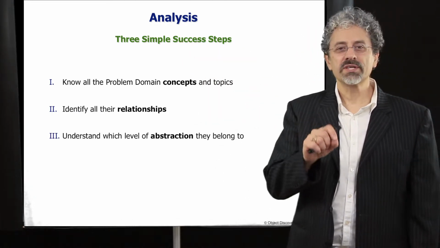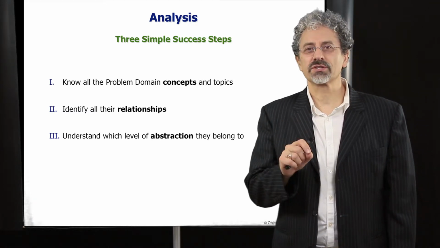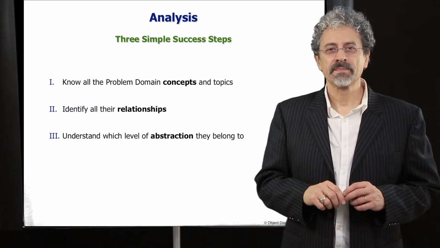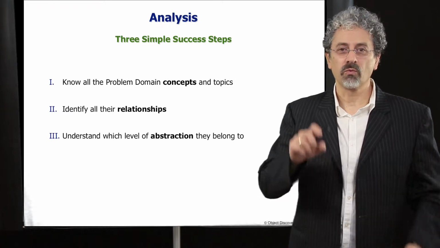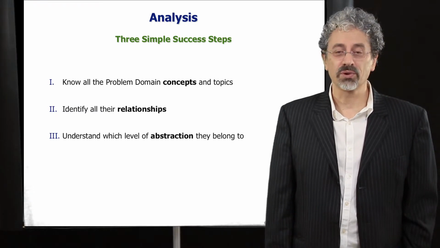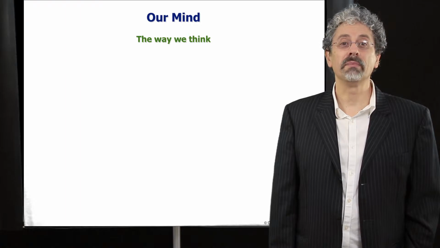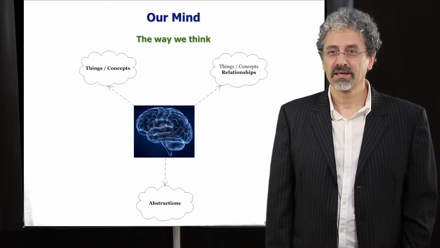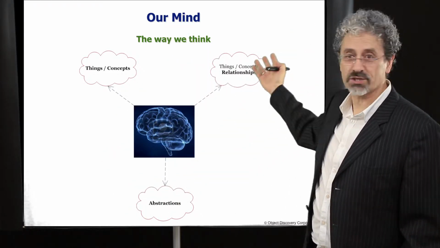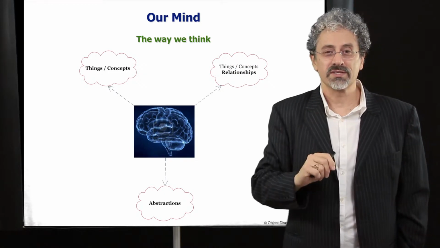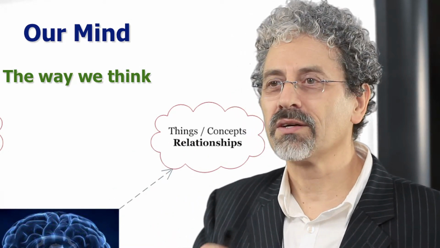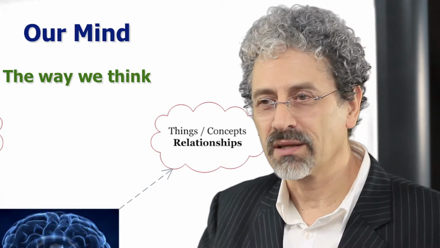Thirdly, understand which level of abstraction each of those concepts belong to. This is a little bit more interesting. But those are the 3 steps, and you could be wondering, why do I need to focus on the concept, relationships, and the abstraction for one very simple yet powerful reason, which is our mind, the way we think. The way we think is things, concepts, and then their relationships, and finally, lastly but not the least, abstraction. If we can handle things, the concepts, their relationships, and the abstractions, nothing can stop us.